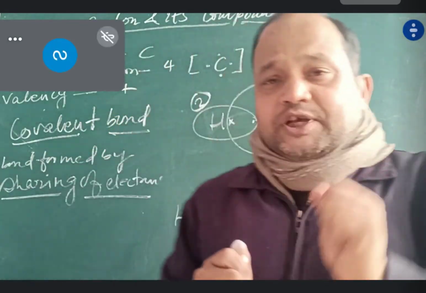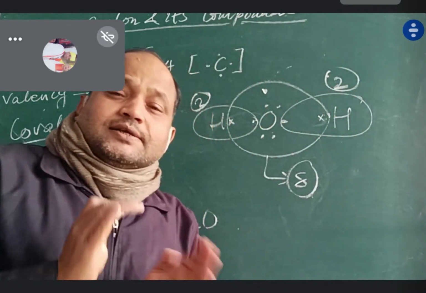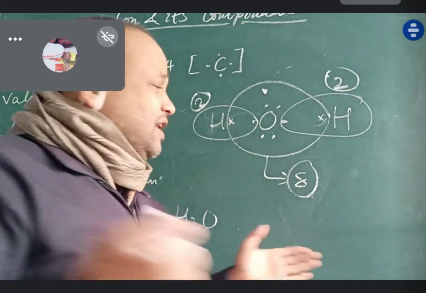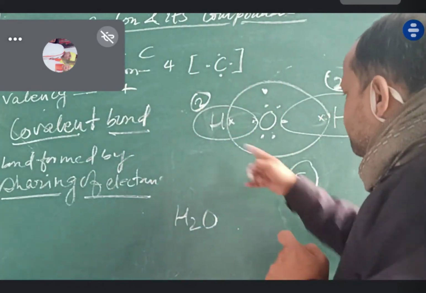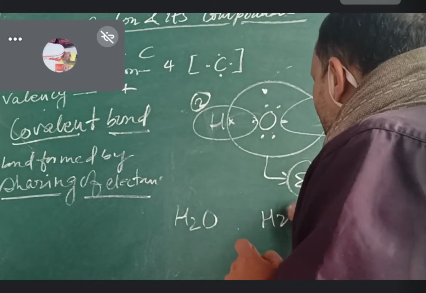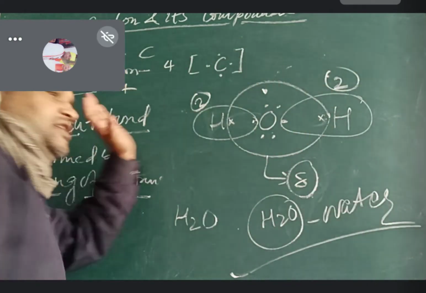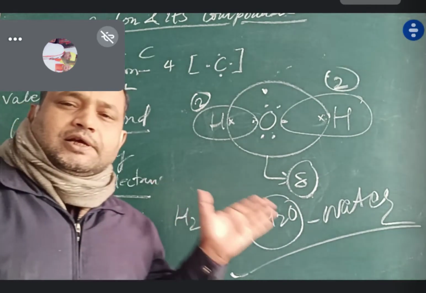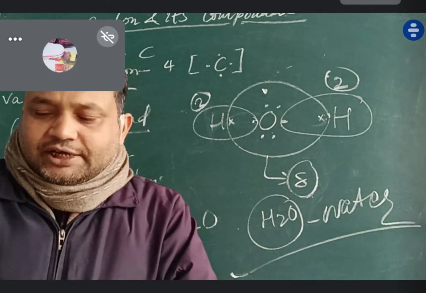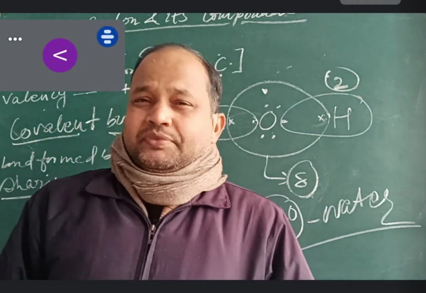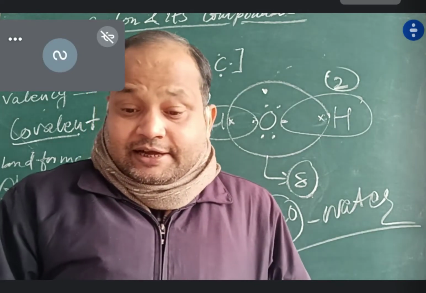So all three species, that is two hydrogen atoms and one oxygen atom, become stable, and they exist in the form of a compound called H2O, that is water. In this way, a molecule of water is formed by covalent bonding. Understood? So I think bonding is clear.